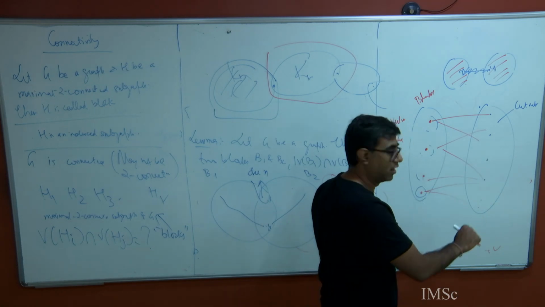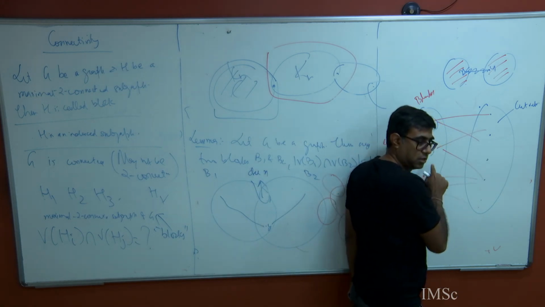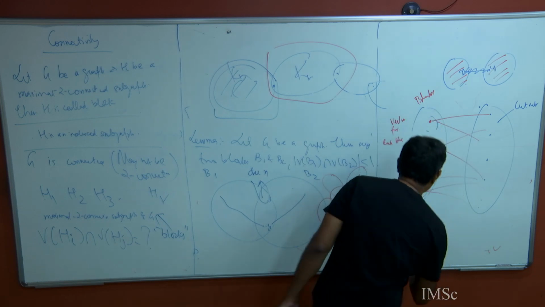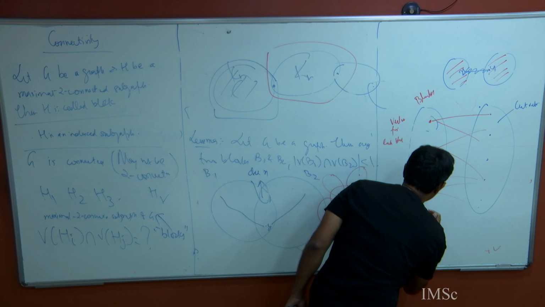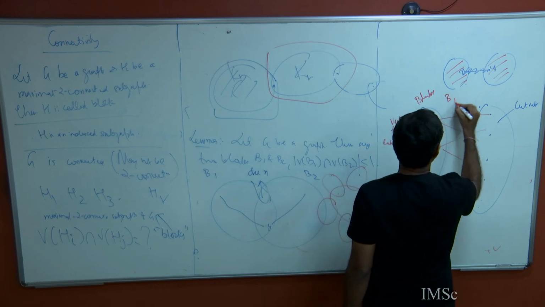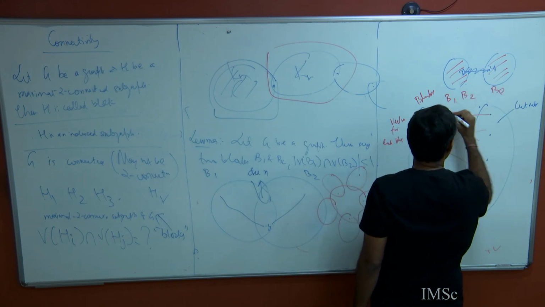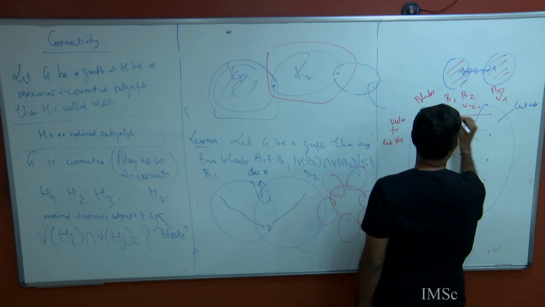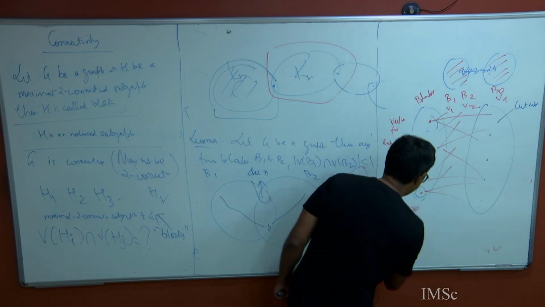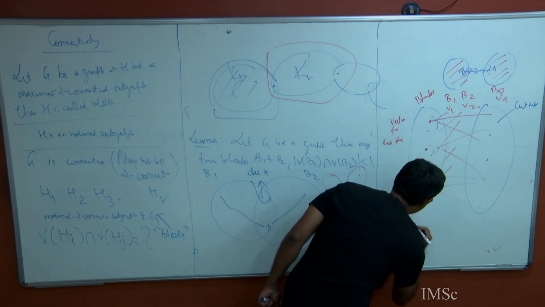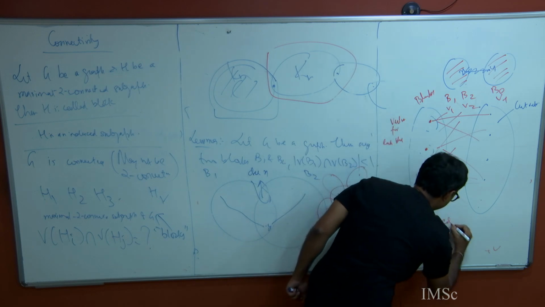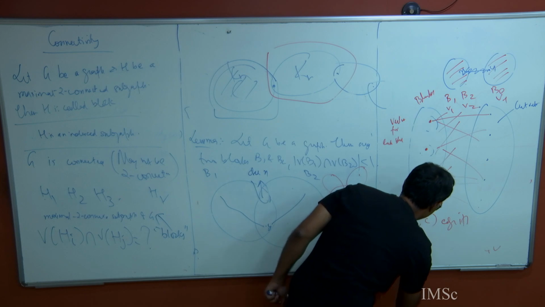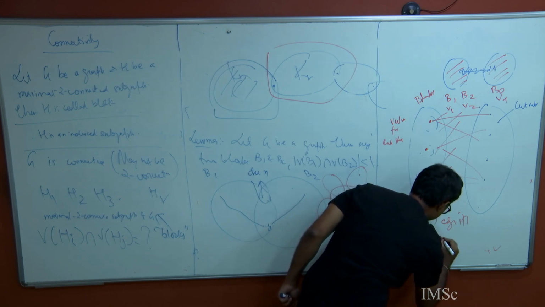And this is a bipartite graph. So there is a vertex for each block. So how do I put an edge? There is an edge between blocks. So suppose we have blocks B1, B2, BL, and we have vertices V1 to VL here. Okay? So now there is an edge between Bi and some cut vertex C if and only if Bi contains C.